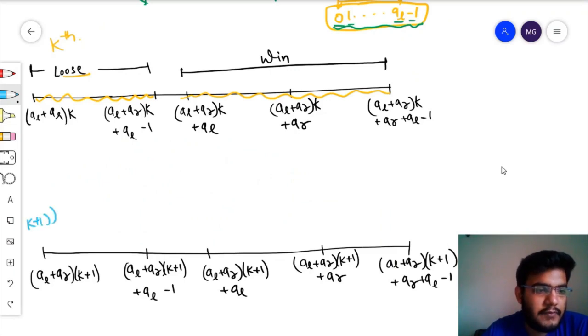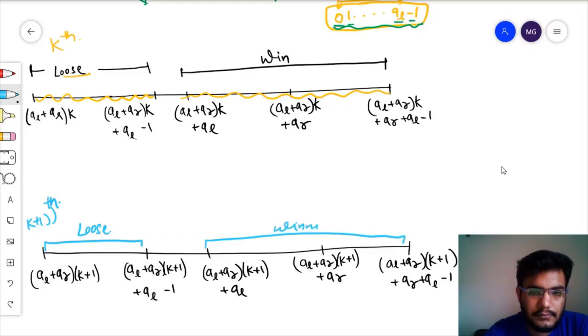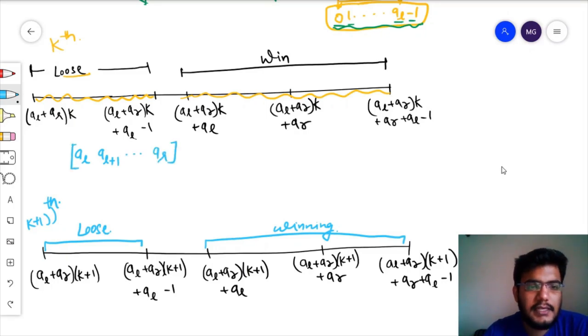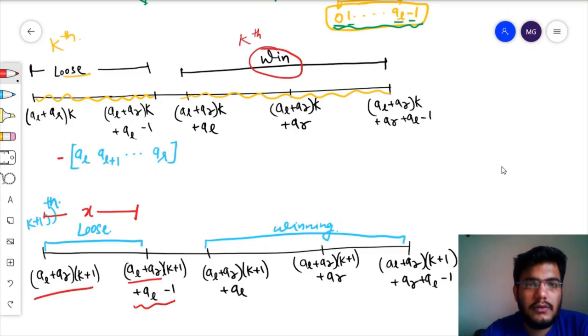This is our k plus 1th block. We need to prove that these states correspond to a losing state, and these states are the winning states. And the operations which we can perform range from AL to AR. Let's see how we do this. Now, taking an element, say x, in the range of (AL plus AR) times k plus 1 to (AL plus AR) times k plus 1 plus AL minus 1. Now, if we apply all of the operations from AL to AR, we need to see that we will be getting all of the remaining elements in the winning range of the kth block. So let's see this thing.